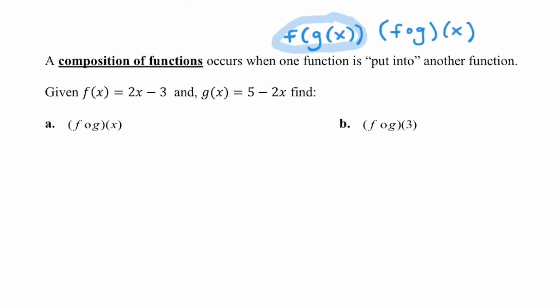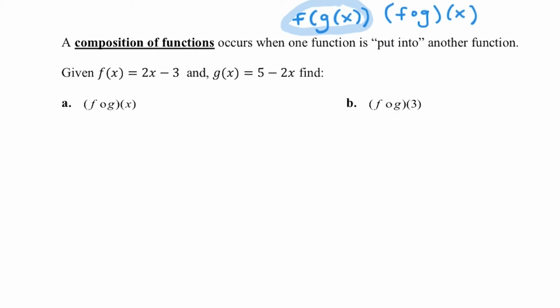So we have two examples here. F of x equals 2x minus 3, and g of x equals 5 minus 2x. So we want to do f of g of x. So like I said before, I usually rewrite this. So this is the same thing as f of g of x, like this. So I like to rewrite it.